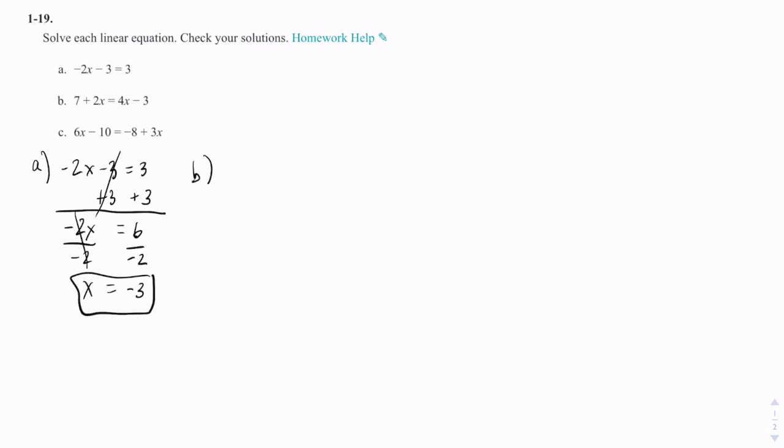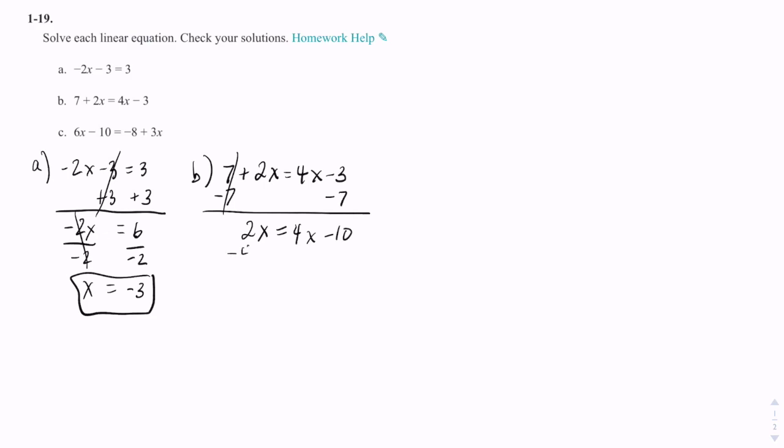Okay, for b, I have 7 plus 2x equals 4x minus 3. So I'll subtract 7 from both sides, right, and I'll get 2x equals, right, 4x. Negative 3 and negative 7 is negative 10.